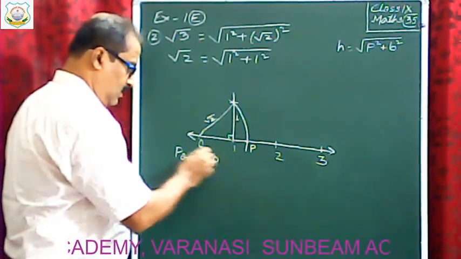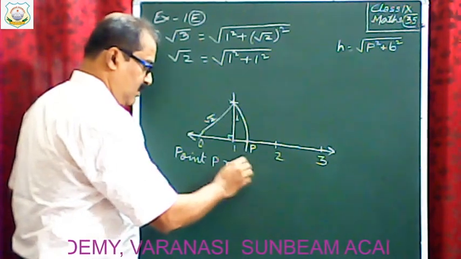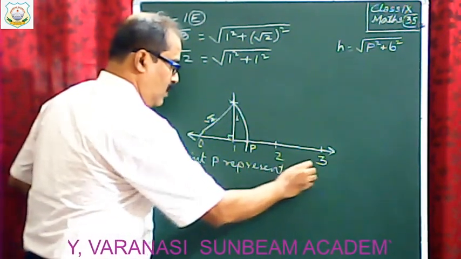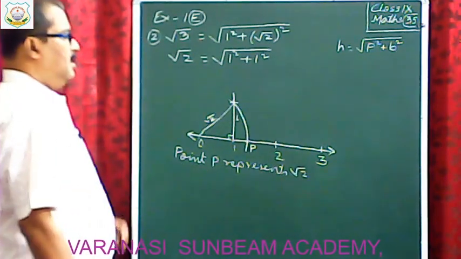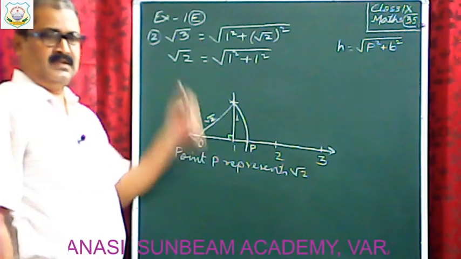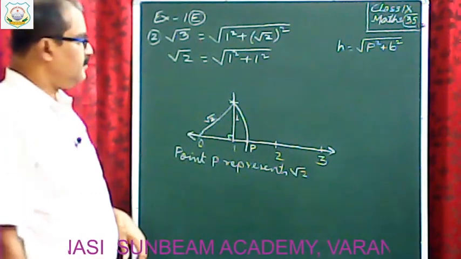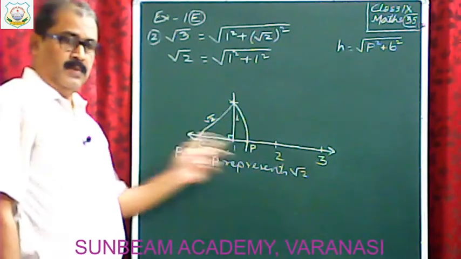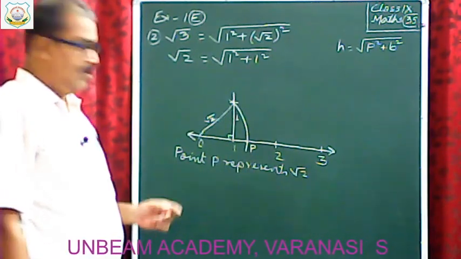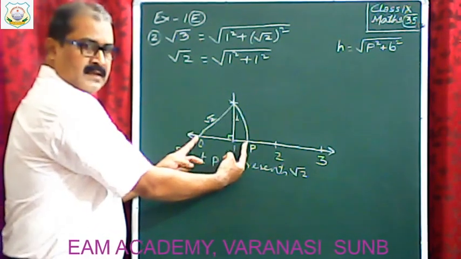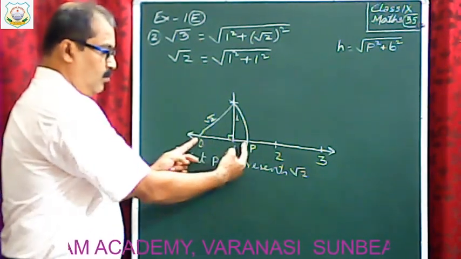Point P represents square root 2. Now, after getting square root 2 on the number line, you have to represent square root 3 on the number line. So we get a point P on the number line that represents square root 2. From 0 to P, this length is square root 2.